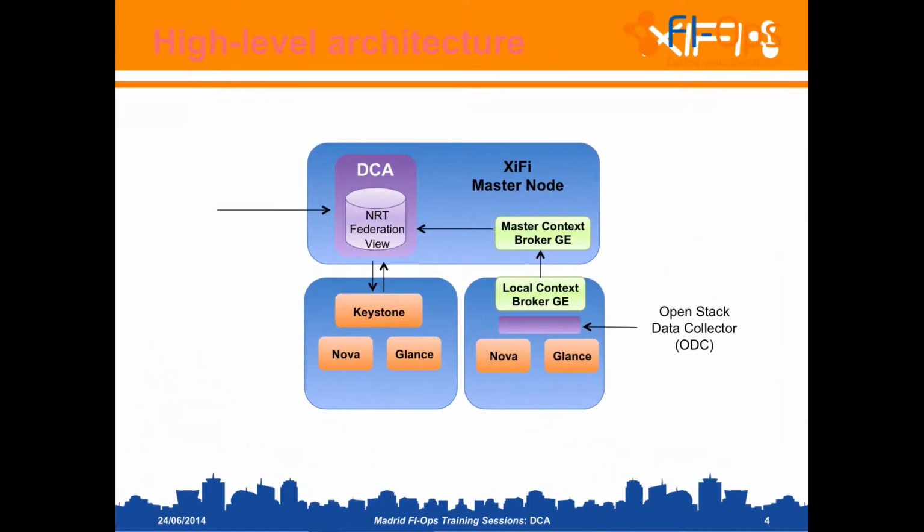This is a sketch of how the DCA works. As we can see, the DCA retrieves the information from two different places. One is the Keystone, where it performs authentication, message exchanges, and so on. And then there is another way the DCA retrieves information, which is using the OpenStack Data Collector that is installed in every region. This middleware layer, the ODC, is able to retrieve information from the Nova command line and the Glance tools, which are core applications for the OpenStack infrastructure.